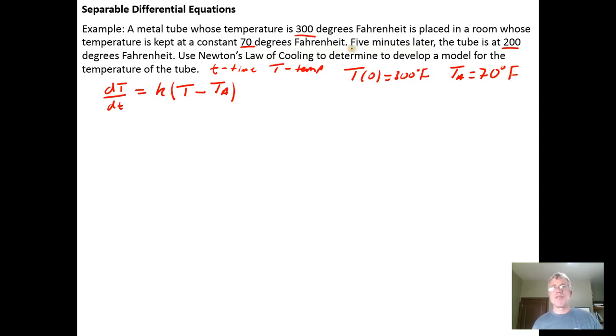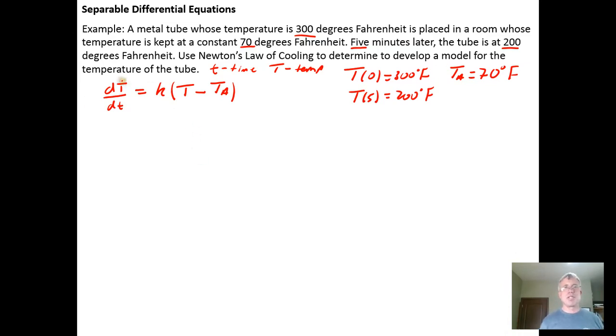We're told that 5 minutes after it's placed in the room, the tube has cooled. So T of 5 is equal to 200 degrees Fahrenheit. I think we've pulled everything from here that we can get. Notice that T sub A can be replaced with the 70 at any point in the solution process. We can do it any time that we want to.